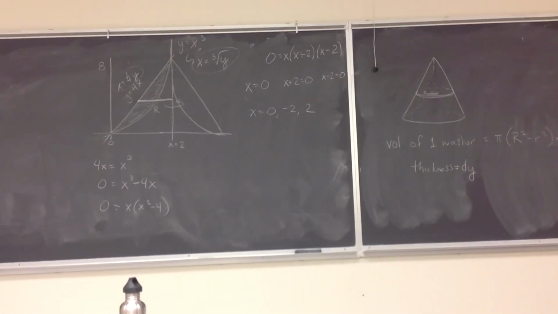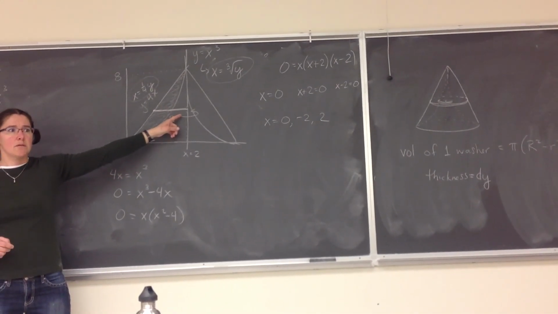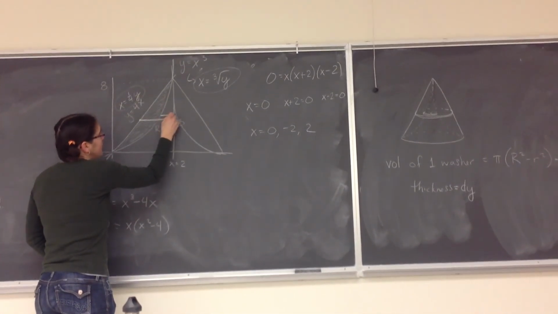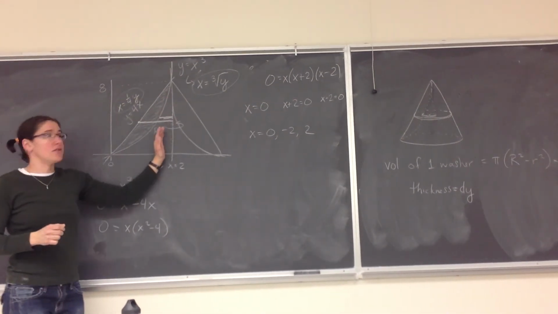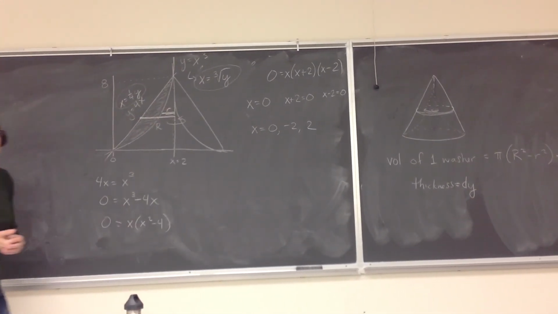Okay, so are there questions about drawing this capital R radius here? I'm also going to have a small radius, which will be the distance from my axis of rotation out to the inside wall. And so that's my little r.